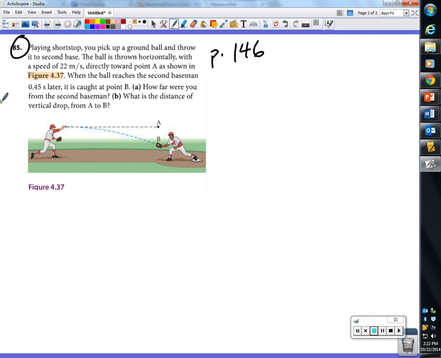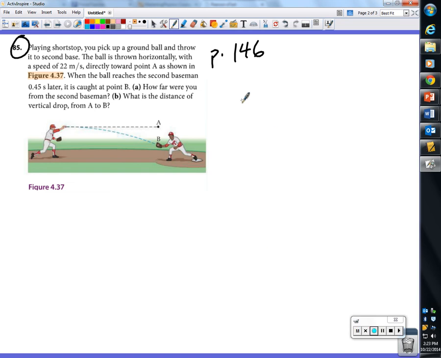All right, so it says, playing shortstop, you pick up a ground ball and throw it to second base. The ball is thrown horizontally with a speed of 22 meters per second directly towards point A, as shown in figure 4.37, which is right there. When the ball reaches the second baseman, 0.45 seconds later, it is caught at point B. So two parts. How far were you from second base? What is the distance of the vertical drop from A to B?